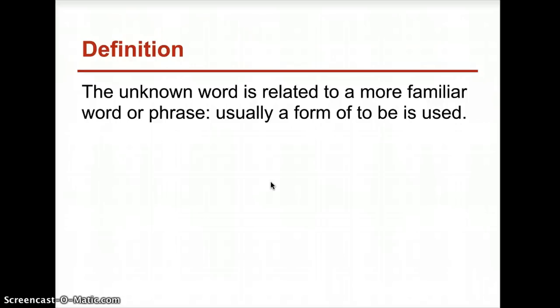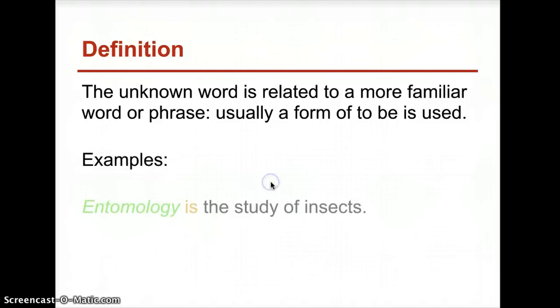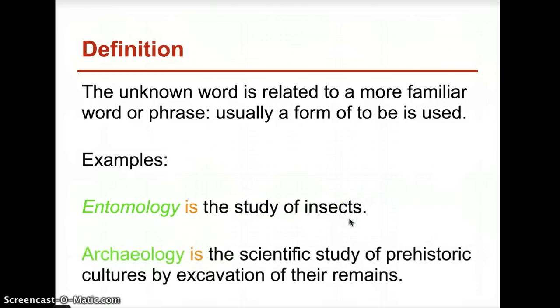And when I look at these, I see math equations. Very simple. Etymology is the study of insects. So here we are looking at the unknown word, which is etymology. Is, if you're looking at a math term, is like the equal sign. And the study of insects is the actual definition. Archaeology is the scientific study of prehistoric cultures by excavation of their remains. Again, it's that balanced equation. Archaeology is the unknown word, is the equal sign, and the scientific study of prehistoric cultures is the definition.